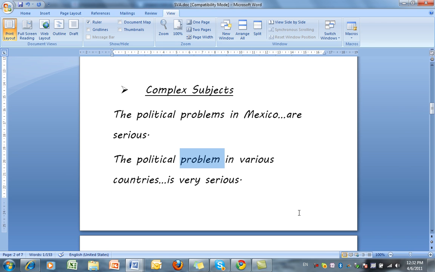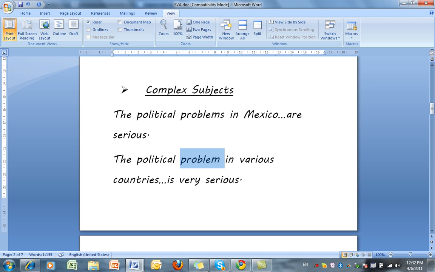Here is the word. This is the main part of the subject that's going to tell us what type of verb to use. And that verb is singular. Again, political is just describing the problem, and in various countries, this is just saying where it's happening. Countries is not the subject, it's only part of the subject. For example, we couldn't say countries is very serious. No, it's the problem is very serious.